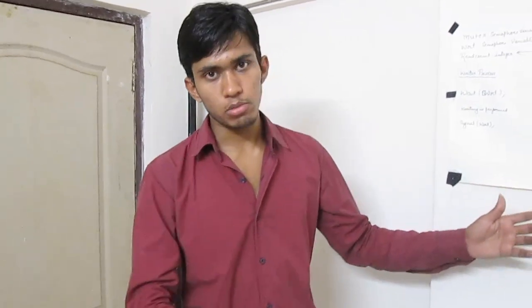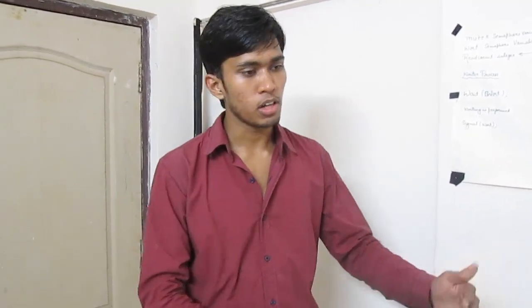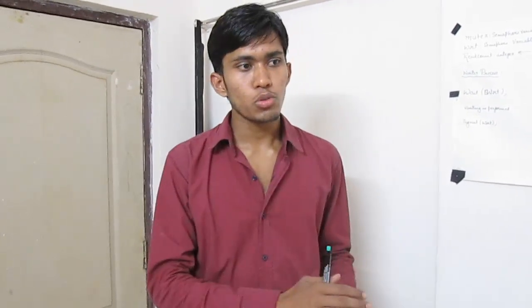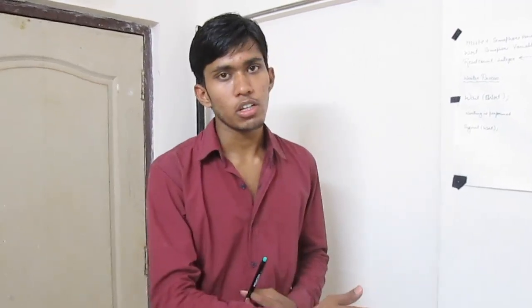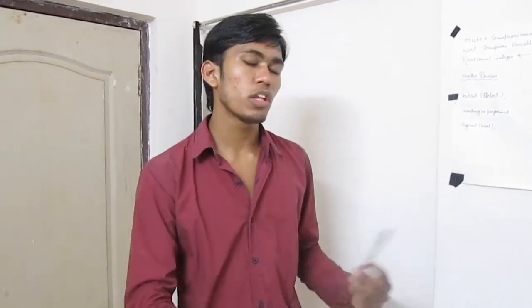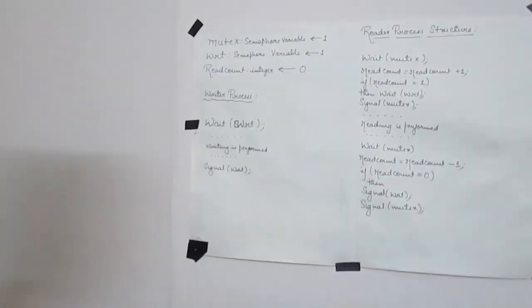Now one more reader arrives. So reader 1 and reader 2 are reading, and the writer is waiting. Now say reader 3 arrives. So reader 1, reader 2, reader 3 are reading and the writer is waiting. In this way, readers will simply keep on arriving, whereas the writer has to wait. So this is the condition of starvation for the writer, because the writer is not getting a chance to write at all. This thing is called starvation. We can also see this from the code.